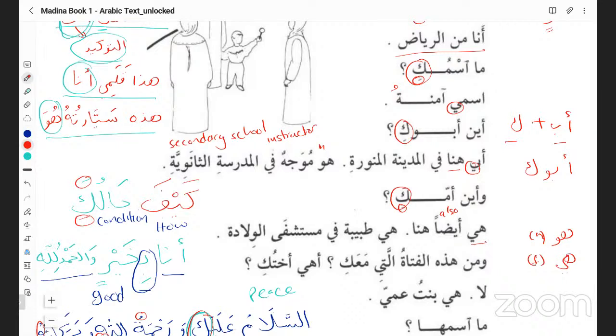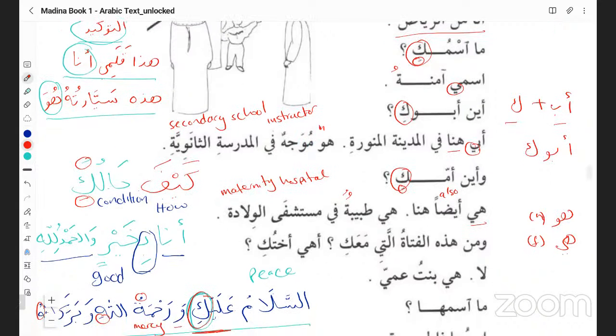هي طبيبة في المستشفى الولادة. So مستشفى الولادة, مستشفى means hospital, ولادة means birth. So this is a maternity hospital. So مستشفى الولادة is a maternity hospital. هي أيضا هنا, هي طبيبة في المستشفى الولادة. She is a doctor in the maternity hospital.